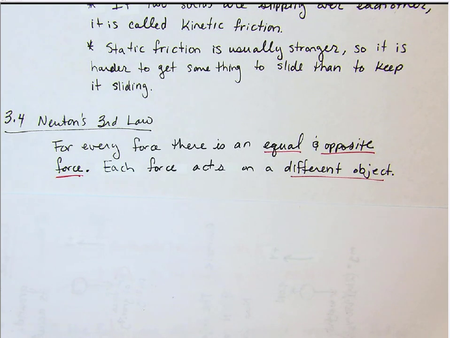All right, now let's do Newton's third law. For every force, there is an equal and opposite force. Each force acts on a different object. Now this is just my phrasing. It's going to be different from the book. I don't require that you memorize the law exactly, but understand what it means and how to use it.